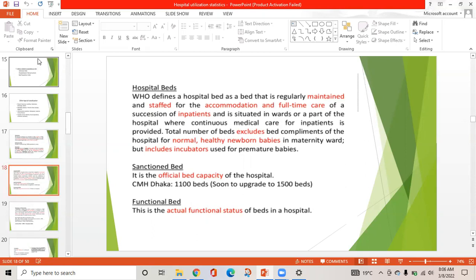Sanctioned bed is the official bed capacity of the hospital. For example, CMH Dhaka includes 1100 beds. Functional beds show the actual functional status of the beds in the hospital.